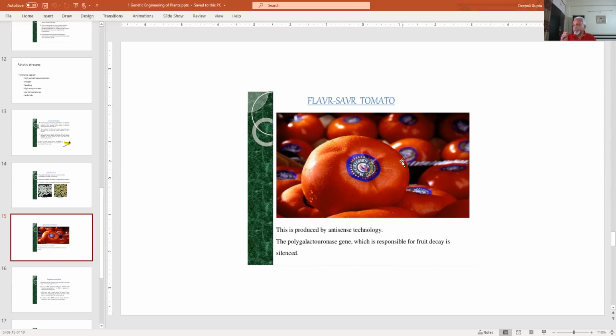The advantage of this delayed ripening is that the farmer gets time to take the tomato from the field to the market, and in the market it goes to the consumers. Otherwise, once tomato starts ripening, it ripens very fast, and sometimes when it reaches the market, it is already rotten.